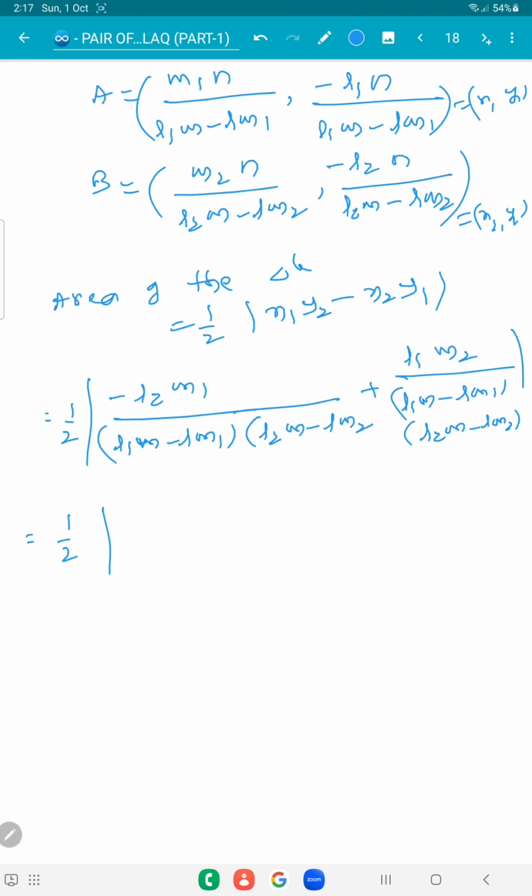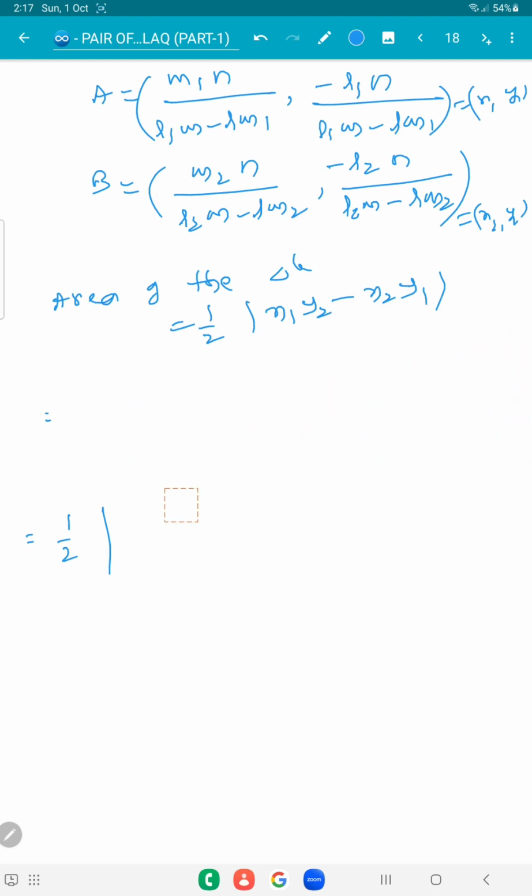Now this is easy only now. x1 y2 minus x2 y1. What is x1 y2? Multiply these two. N square minus, there is L2 M1.